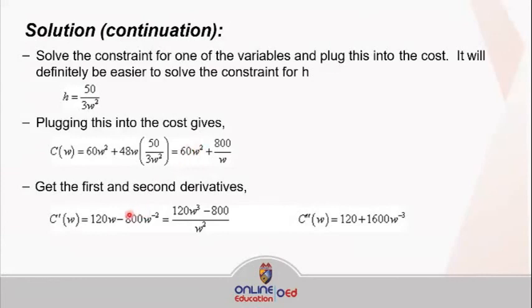And this value, the 800W raised to negative 2, is based on the quotient rule, so we just differentiate it. Therefore, we have the first derivative as 120W minus 800 over W squared. And then based on this, we get the second derivative, which is equal to 120 plus 1,600W raised to negative 3.